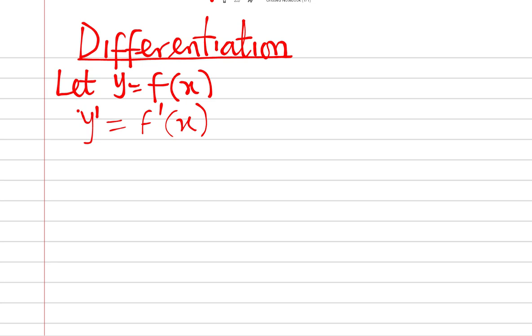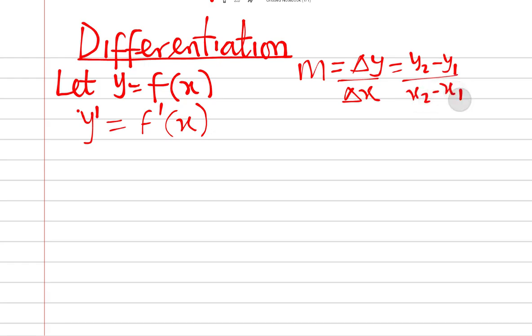And what is the derivative? The derivative is the gradient. Don't forget, we said gradient m is change in y axis over change in x axis, which is y2 minus y1 over x2 minus x1. So that change, the gradient, is what we call the derivative.